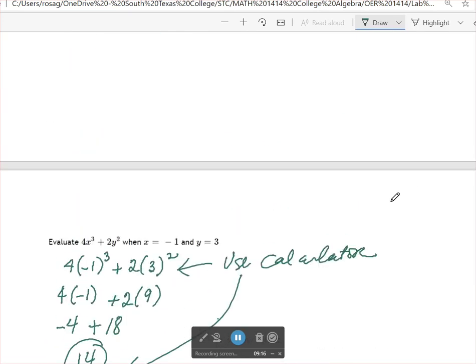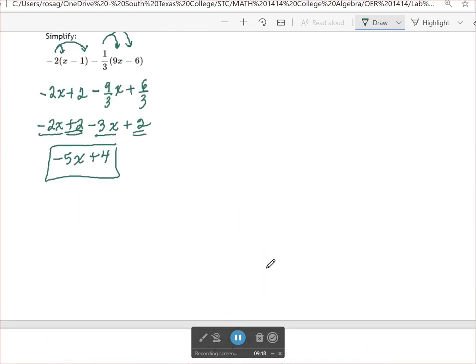And that is section 1.1. Let me know if you have any questions.